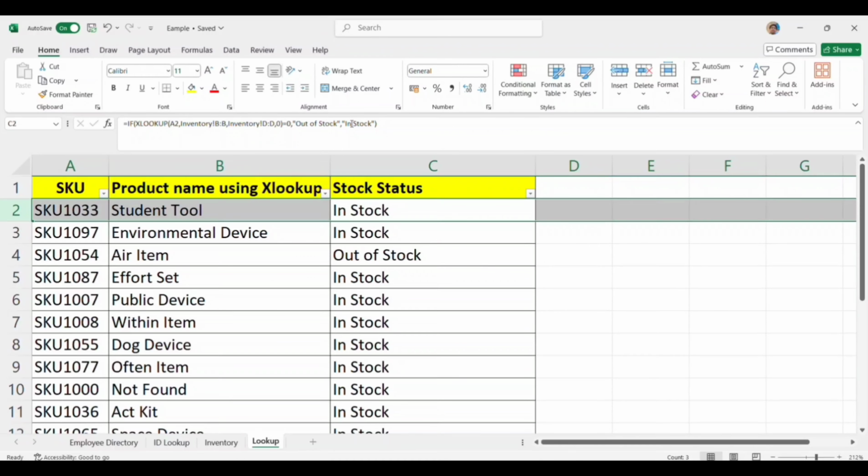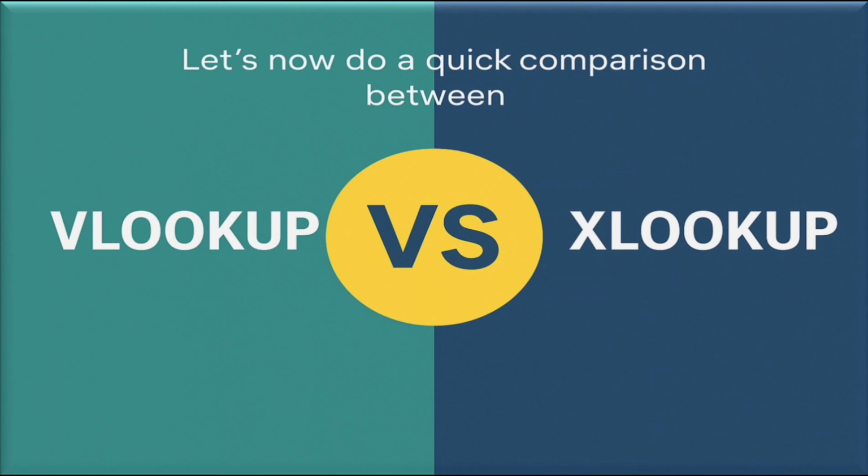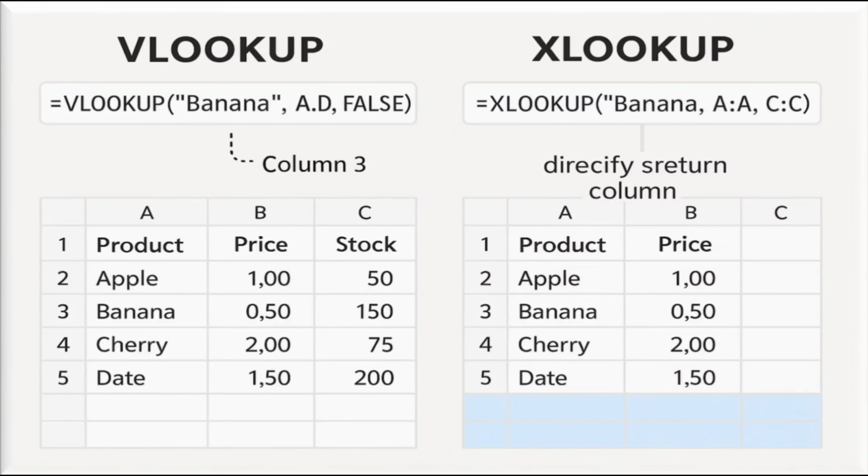Now that we have seen multiple examples for VLOOKUP and XLOOKUP, which makes clear how to apply them, let's now do a quick comparison between VLOOKUP and XLOOKUP and see why XLOOKUP is considered the better, modern alternative. First point, column reference. With VLOOKUP, you have to manually count the number of columns to specify which value to return, for example, column 3, column 5, and so on. Whereas in XLOOKUP, you don't count, you just directly specify the return column. This makes formulas easier to read and more resilient when columns shift.